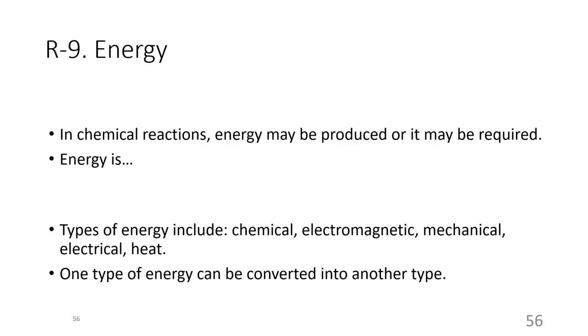Next, we need to talk about energy. So in chemical reactions, we could have energy being produced or we could have energy being required. And energy is defined as the capacity to move matter and do work. Energy comes in different forms, including chemical, electromagnetic, mechanical, electrical, and heat energy. And energy can be interconverted between different types, but energy is always conserved. That is, we can't create or destroy energy.